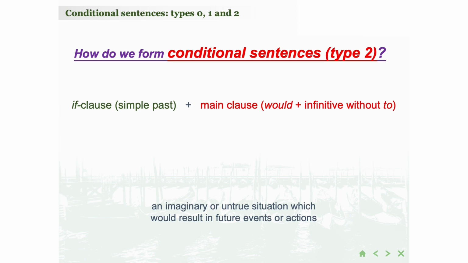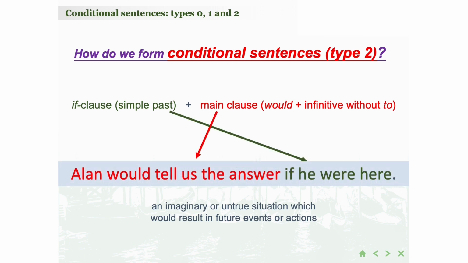We use the second conditional to describe an imaginary or untrue situation which would result in future events or actions. Here is an example. Alan would tell us the answer if he were here. This sentence tells us that Alan is not here, and what would happen if he were here.